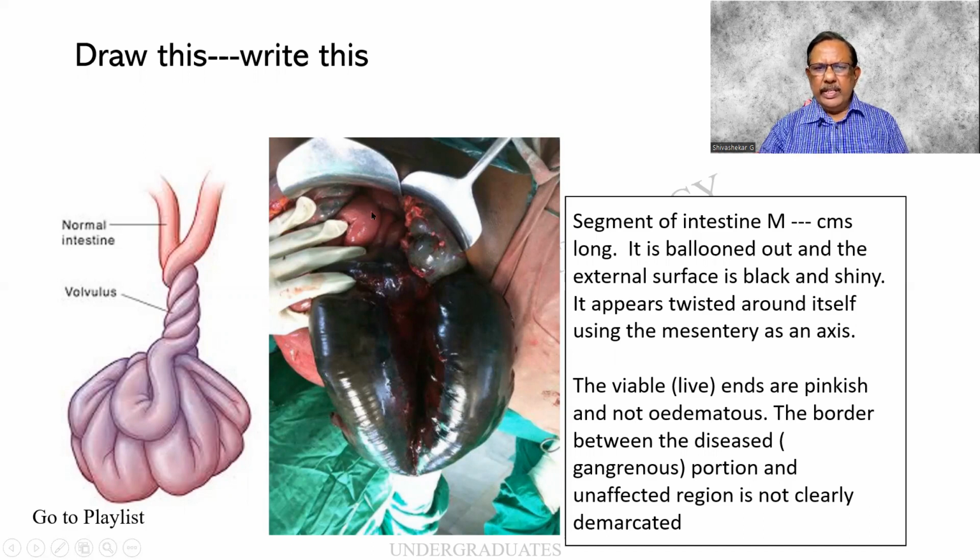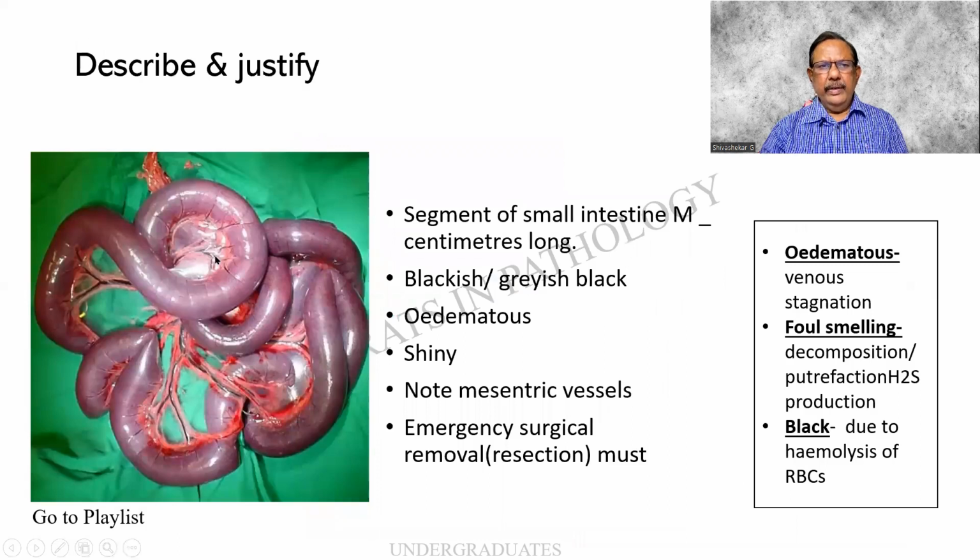Compare it with the viable segment that is within the abdomen. The live ends are pinkish, not edematous. However, the border between the two cannot be very easily identified. That is the risk in doing a surgery. They will be sending it to the pathologist to find out whether the resected ends are viable or not. Again, describe and justify.